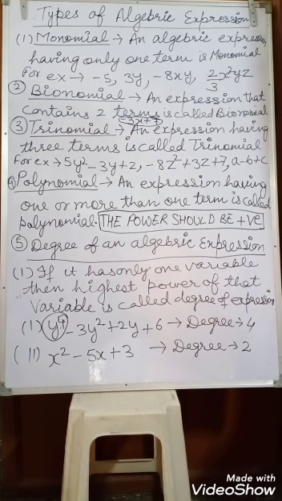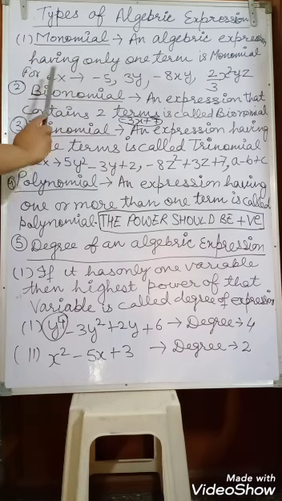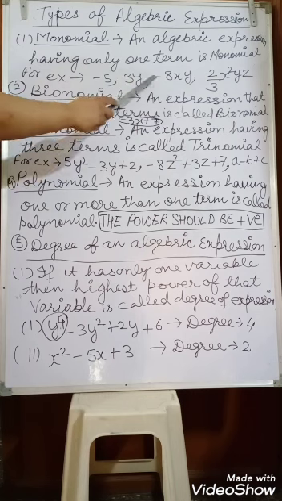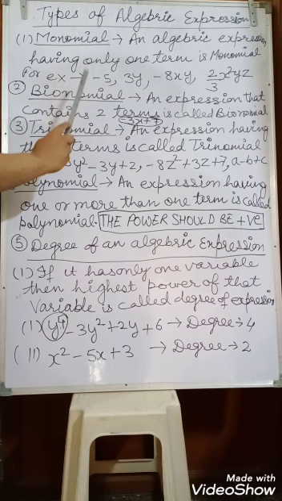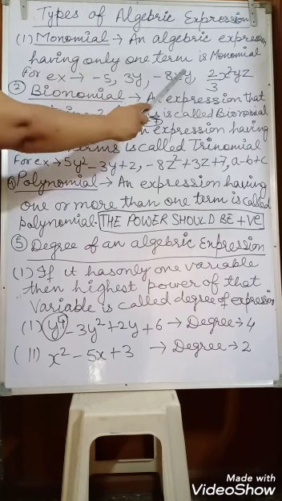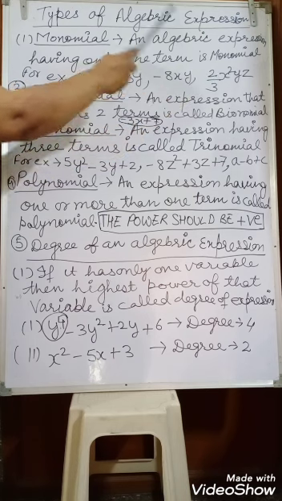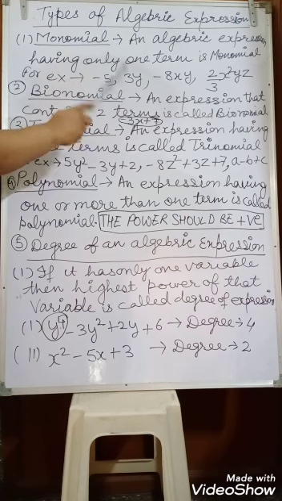Types of algebraic expression. Now class, we can differentiate algebraic expressions by their number of terms. First one is monomial. An algebraic expression having only one term is called a monomial. For example, minus 5, 3y, minus 8xy, 2 over 3 x square yz. Whether it is a constant number or with one variable or with more than one variable, it will remain a monomial since it does not have a second term.